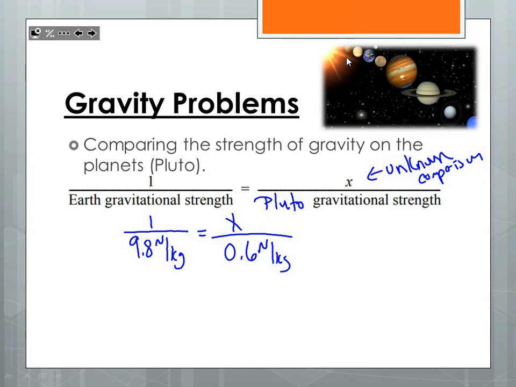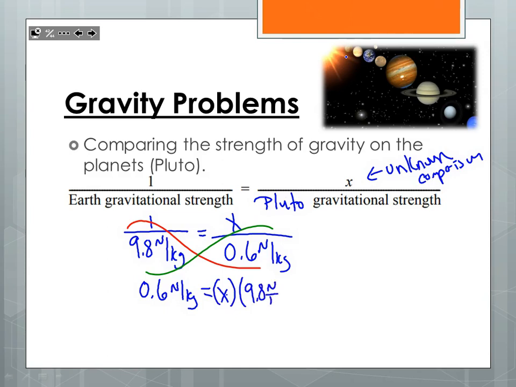All right. So I know I have to cross multiply to solve for X. So now I'm going to say that 1 times 0.6 is 0.6 newtons per kilogram, which equals X times 9.8 newtons per kilogram. I've got to get X by itself. So I'm going to divide both sides by 9.8. These cross out because they're the same in the numerator as the denominator, so we're basically saying it's 1.